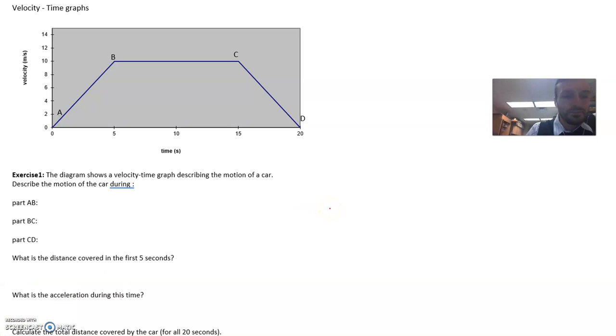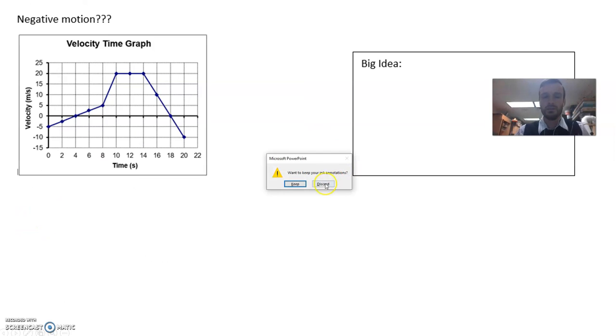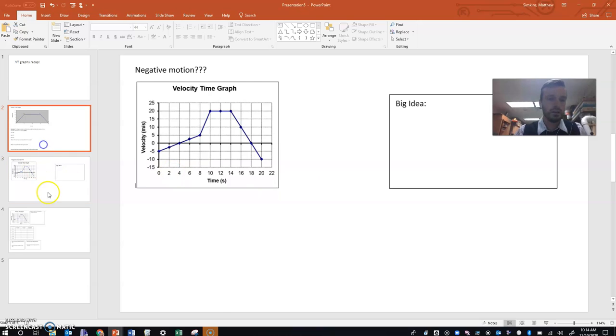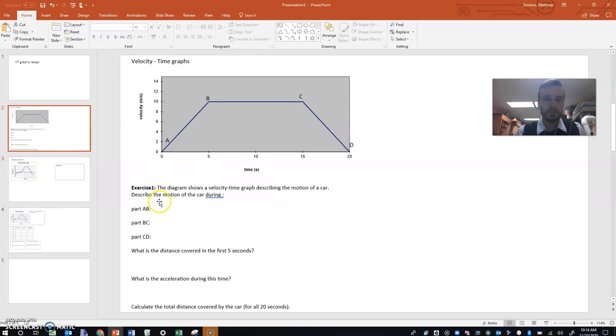So here's our first one. All right, we got a VT graph. It says, the diagram shows a velocity time graph describing the motion of the car. Describe the motion of the car during these certain times. It'd actually be better if I'm not in presentation mode for this. Let me just type it in here real quick. And let's talk about it. So from part A to B, let's take a look at what's happening.